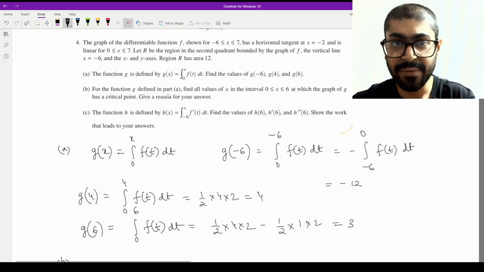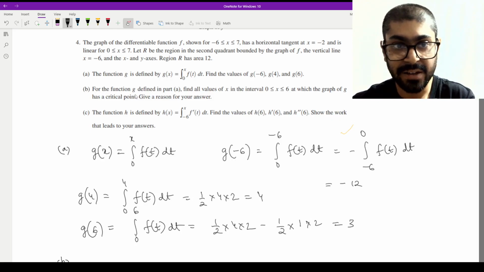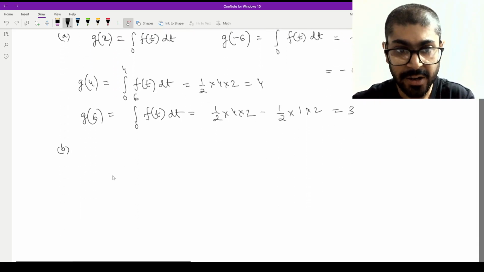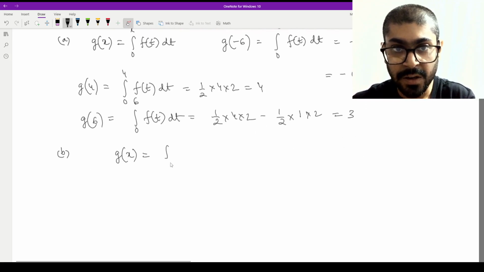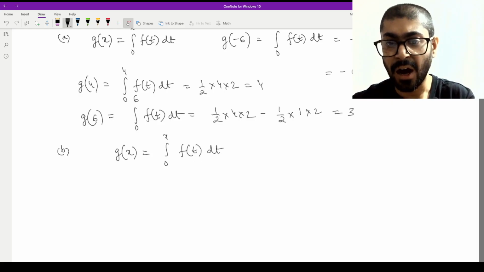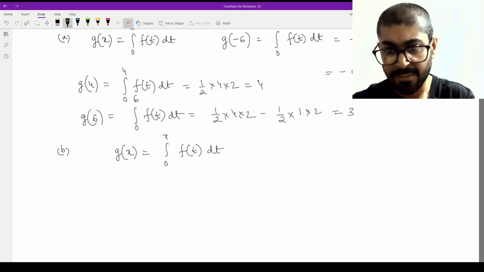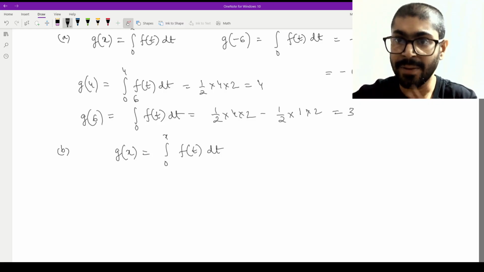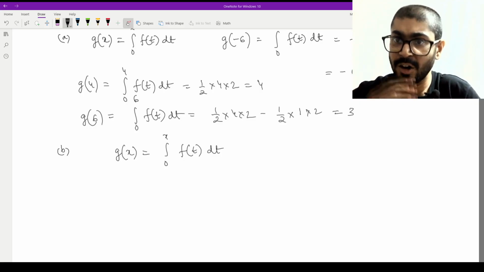For the function g defined in part A, find all values of x in the interval 0 to 6 in which the graph of g has a critical point. All right, so g of x is the same function as before, the integral from 0 to x of f(t) dt. Now how do we actually calculate a critical point? I hope you remember. Again, I would just remind you all that critical points, inflection points, turning points, all of these are the same things.